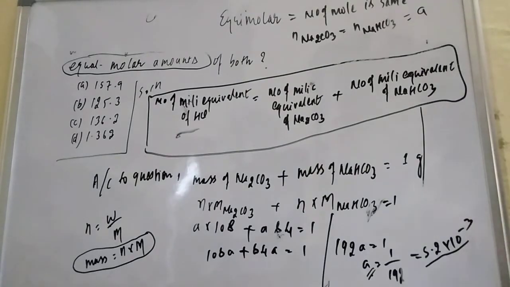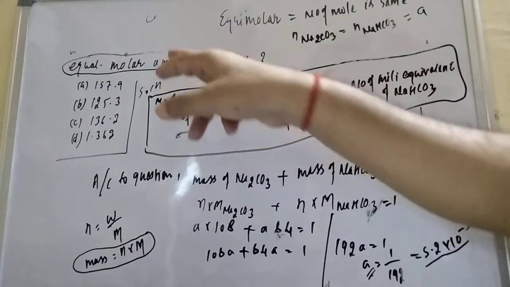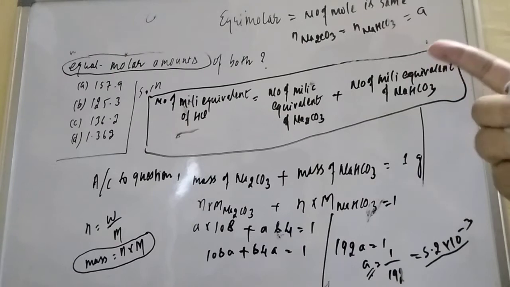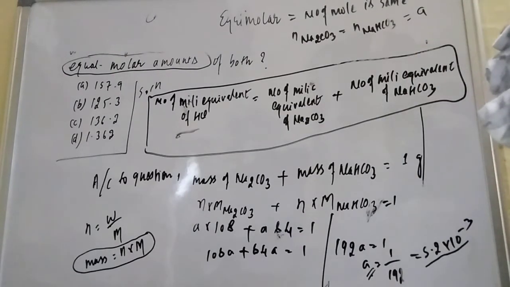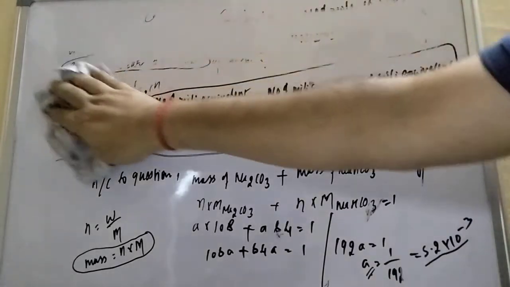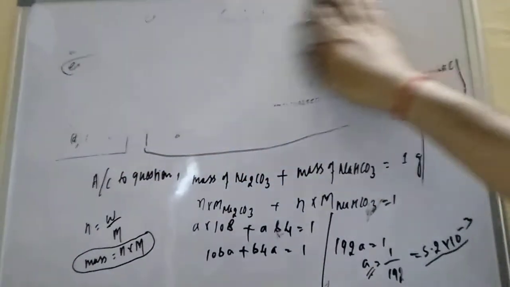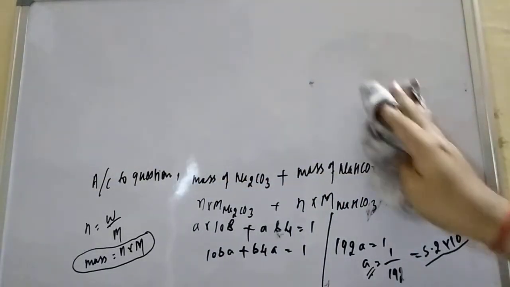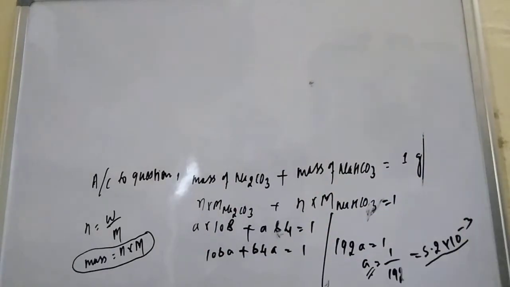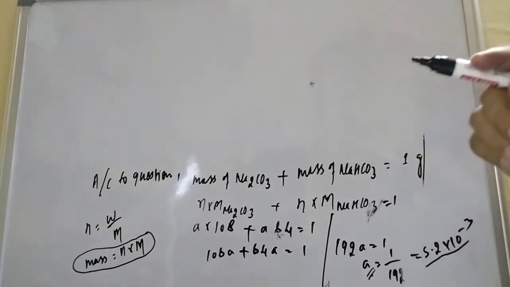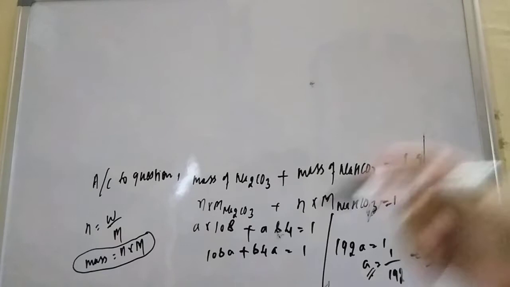Suppose it is per liter. Okay, molarity is there. Now they are asking in the question, how many ml of 0.1 molar HCl is required? That means the volume of HCl is given in milliliters. So we have to convert all this. This is the number of moles per liter, so we have to convert into milliliter. To convert into milliliter we have to multiply by 1000.